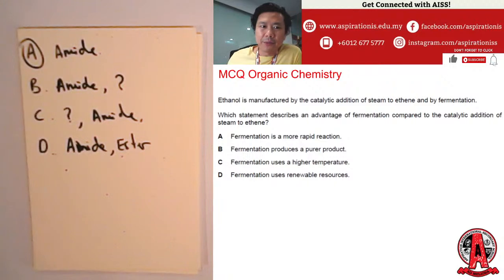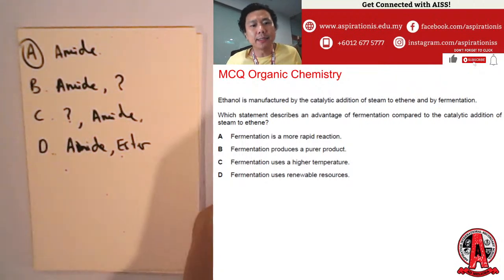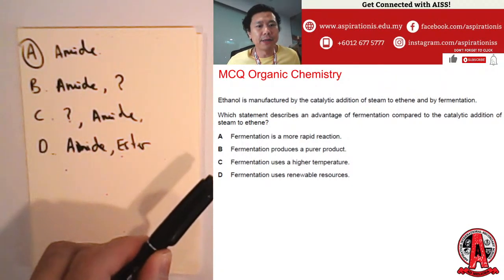Okay. Anyway, in the next question, I hope you are on top of things when it comes to fermentation. Fermentation and catalytic hydration are the two methods of making alcohols. Catalytic hydration uses fossil fuel and fermentation uses carbohydrate. Absolutely. So, guys, the answer is D. Very good.